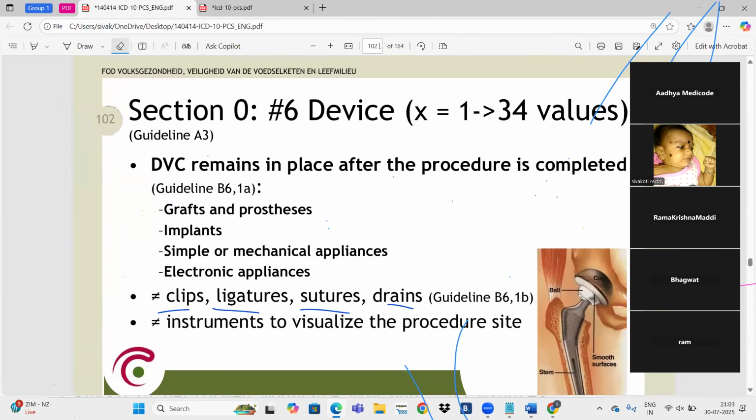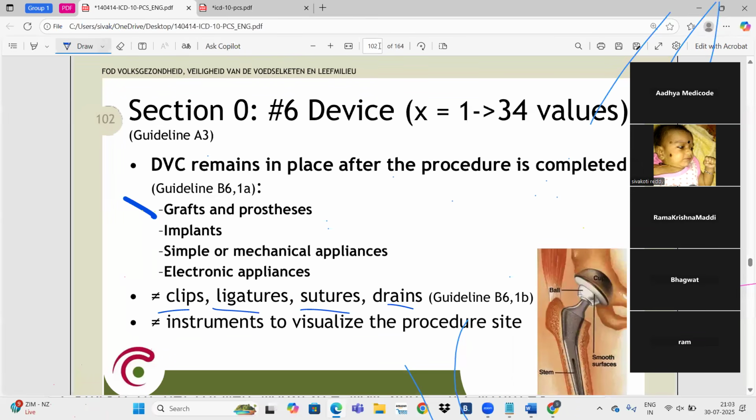Next, the sixth character, device. Device means the device remains in place after the procedure is completed. What are the devices we need to consider? Grafts, prosthetic joints, prosthesis. Prosthetic joints and grafts like bypass graft. Then implants, surgical implants.